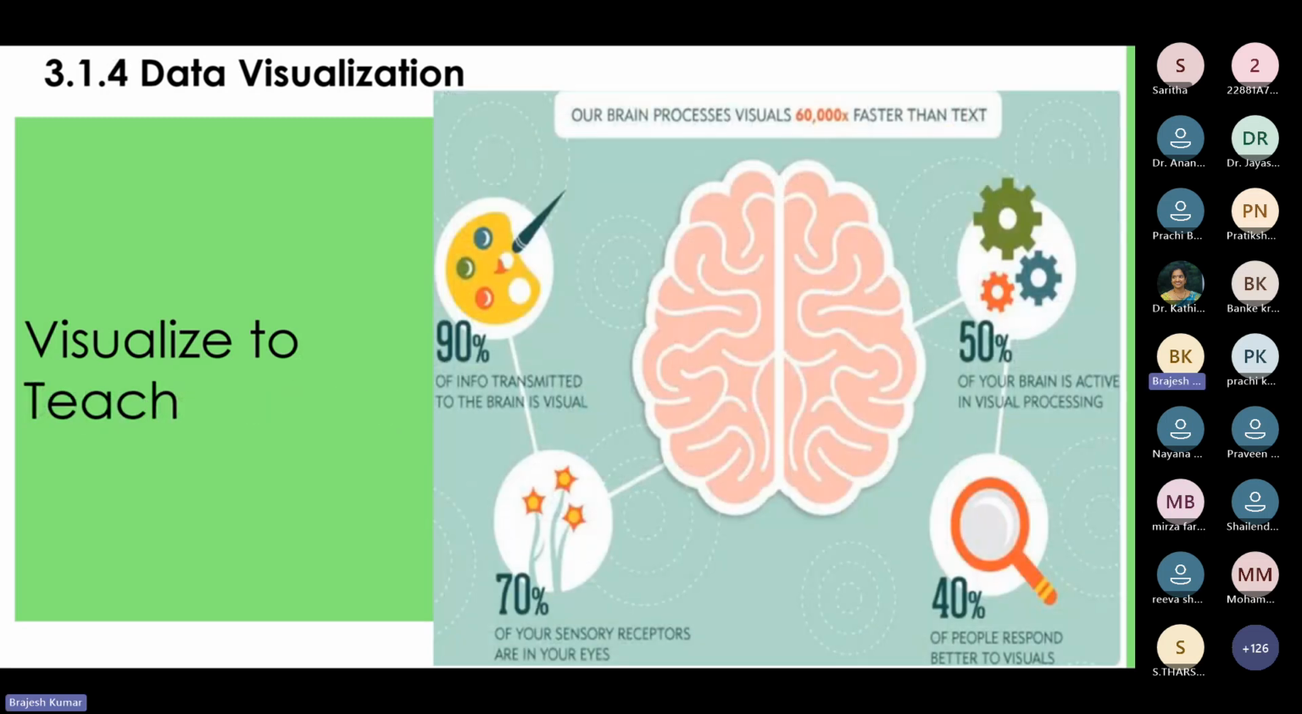Then visualize to teach. Visualization simplifies all the complex concepts, making it very easy for learners to grasp and retain the information. As the picture says, 90% of the information transmitted to the brain is visual, and with 20% of sensory receptors in our eyes, 50% of the brain is active, and 40% of people respond better to visuals. If we have visuals, it will be a great enhancement in educational experience and other information.